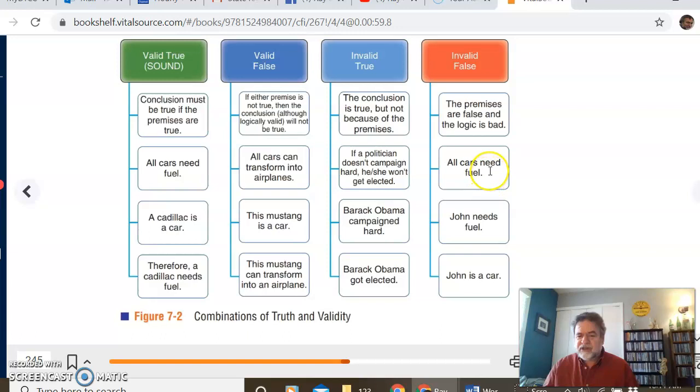Here, we won't spend too much time with it. It's invalid, and it's just false. It's all silly. All cars need fuel. Okay, that's a pretty good generalization. This is just a silly statement, and John is a car. It's not logical, and it's not true either. So we'll just move on from there.